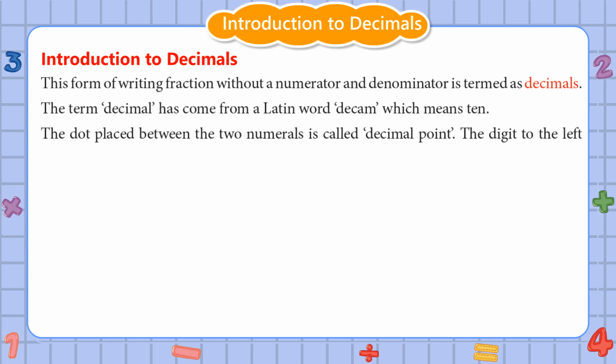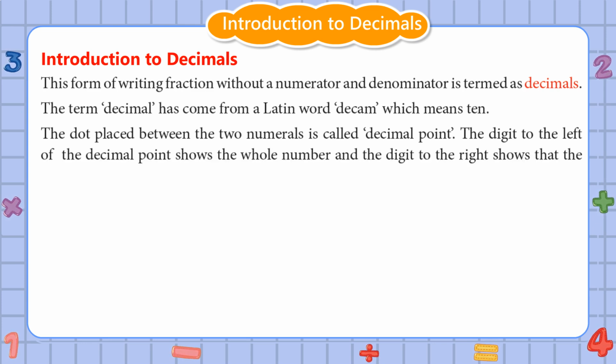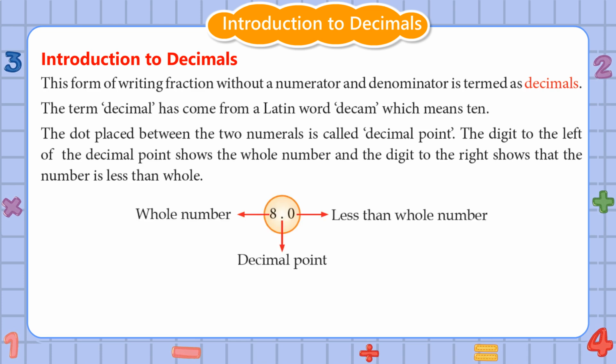The digit to the left of the decimal point shows the whole number, and the digit to the right shows that the number is less than whole. In 8.0, 8 is the whole number. 0 is less than whole number. The dot is the decimal point.